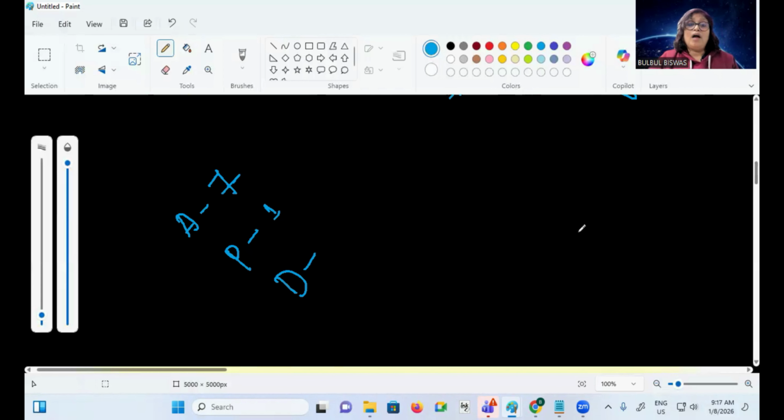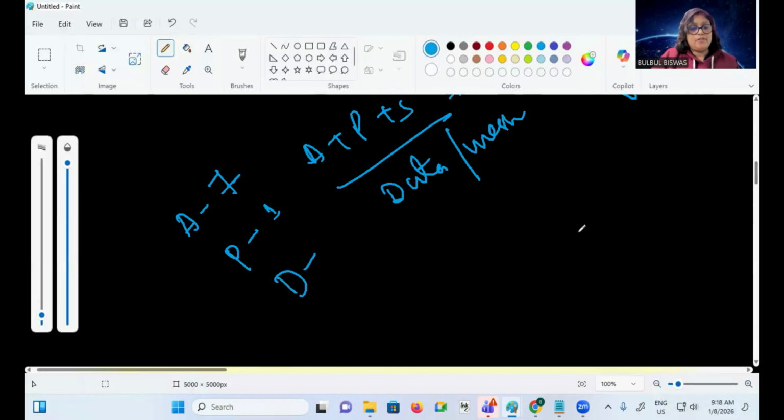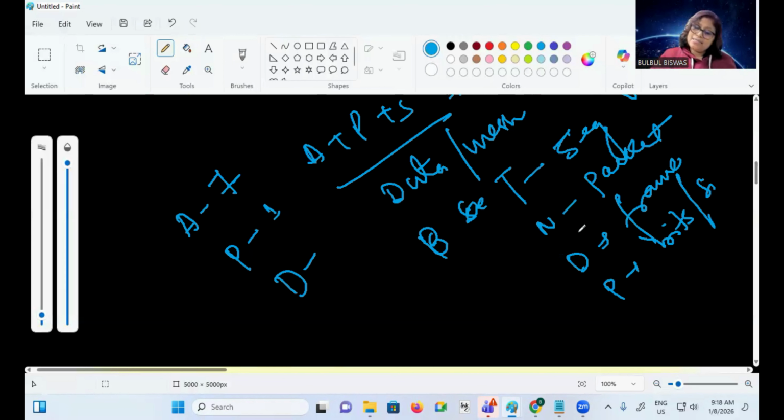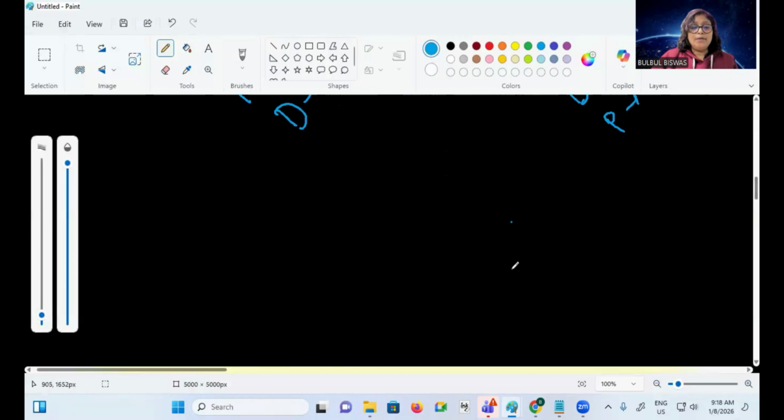And we have seen what the PDUs are. In application, presentation, and session, data is called data or message. In the transport layer, it is called a segment. In the network layer, data is called a packet. In the data link layer, data is called a frame, and in the physical layer, data is called bits or signal.